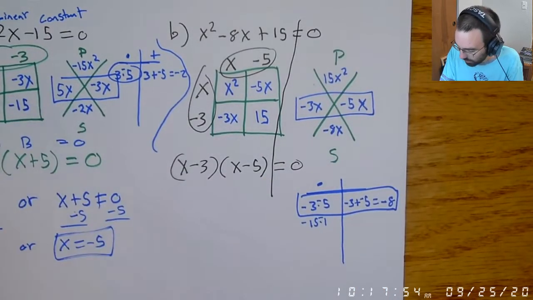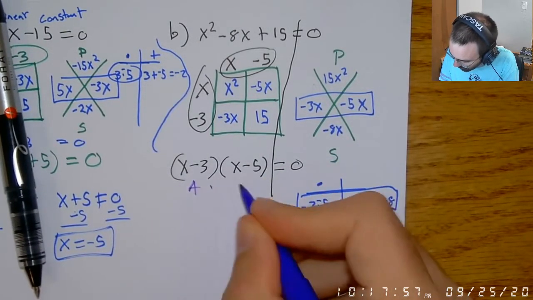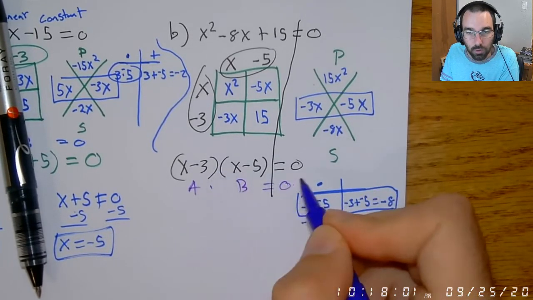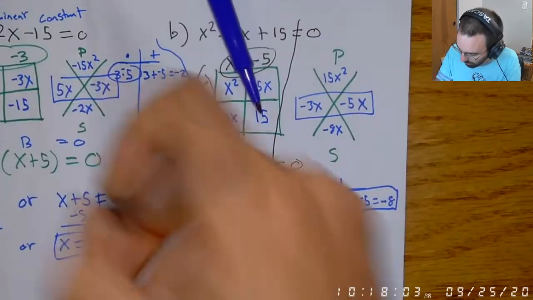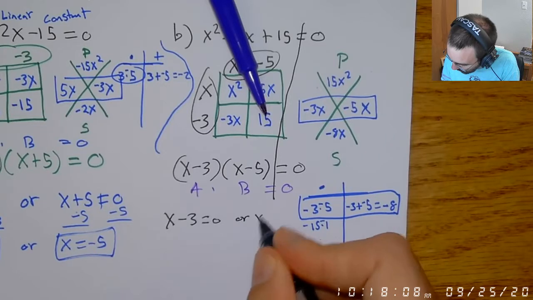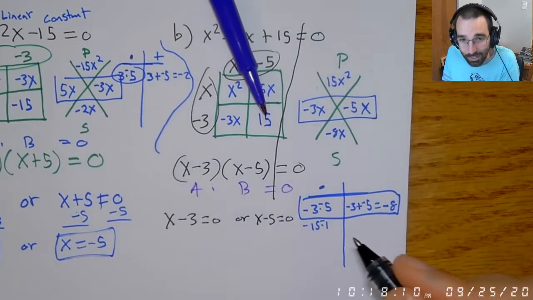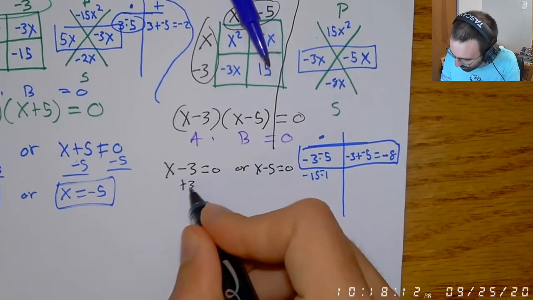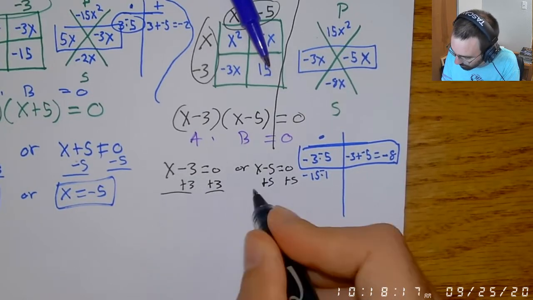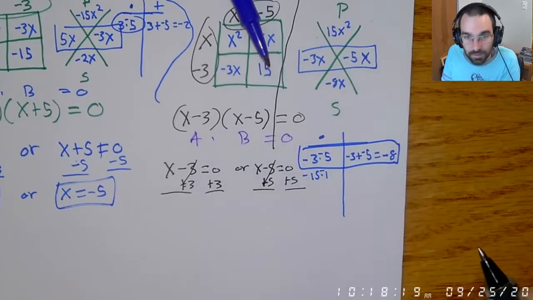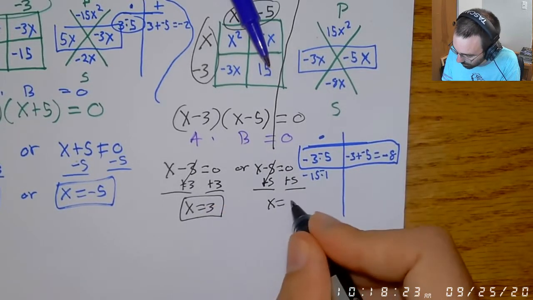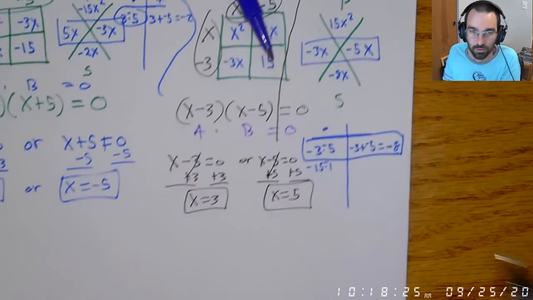So right here, we're going to have a zero product property. When you have two things multiplied to 0, one or both have to be 0. So I'm going to have x minus 3 equals 0, or x minus 5 equals 0. I'm going to add 3 to both sides, and add 5 to both sides. Then I get x equals 3, and I get x equals 5. So again, there's two answers here.